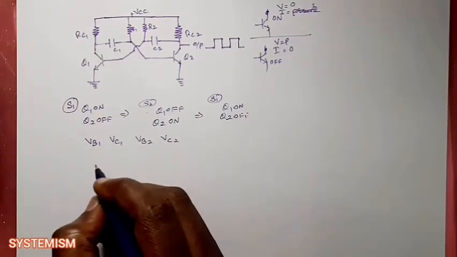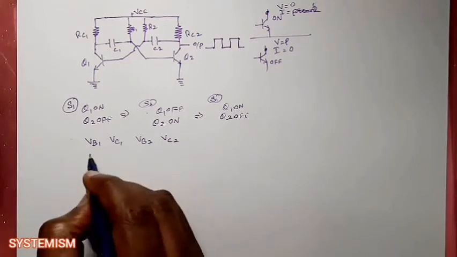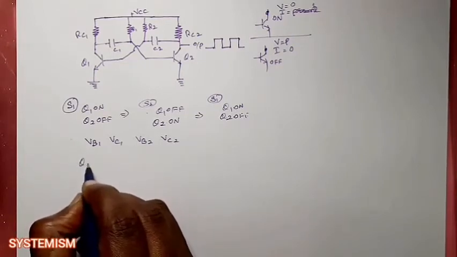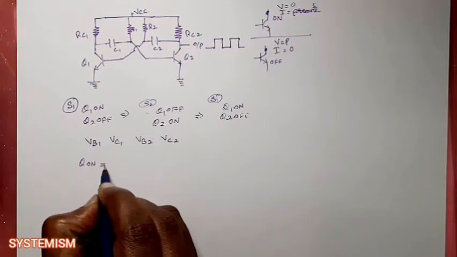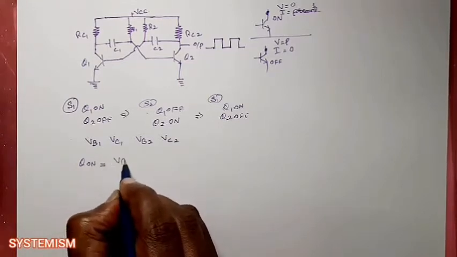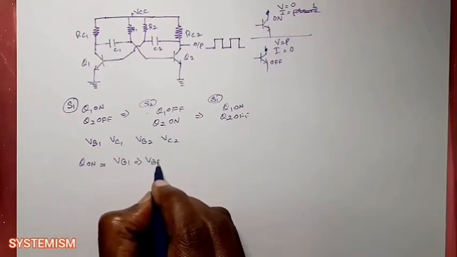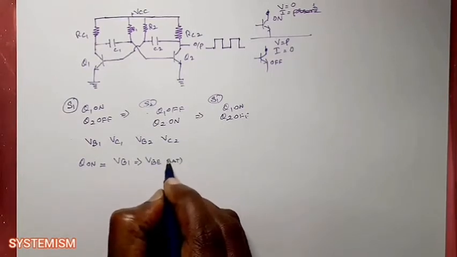So for this I will simply give you an idea. So if a transistor is on, your VB1 will be VBE saturation. So the value is VBE saturation.